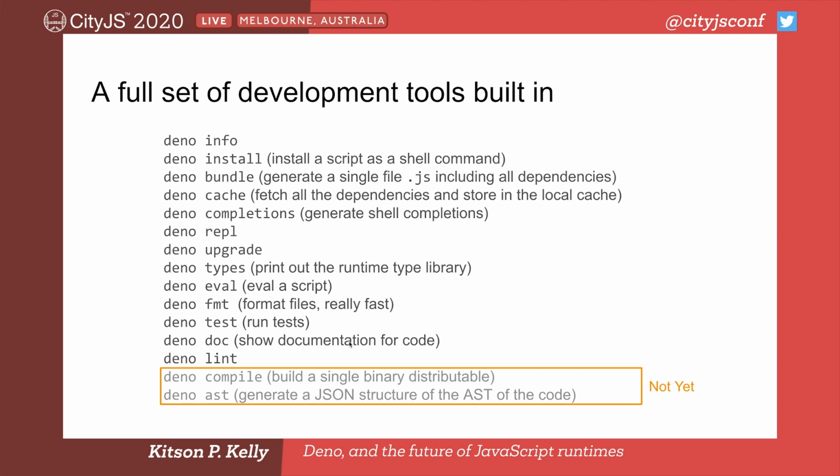And then the Deno AST, abstract syntax tree. Internally, we end up parsing JavaScript and TypeScript into that abstract syntax tree, but there's a lot of potential utility within the community to be able to do more complex types of transforms and that sort of thing. So we'd like to make that available as well.